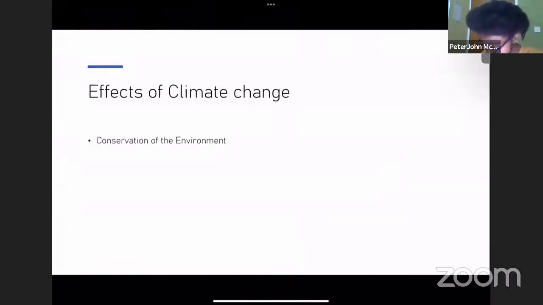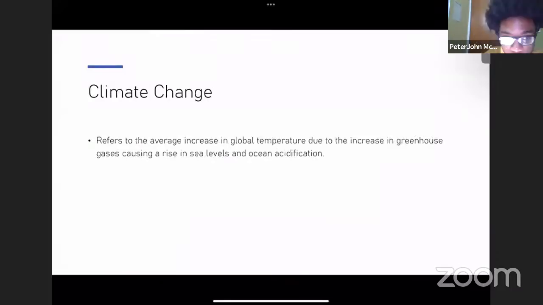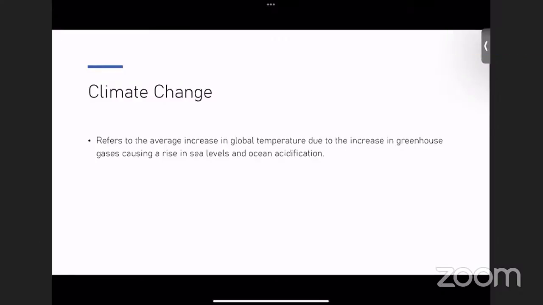All right, next thing. This is what we're supposed to cover for climate change. Can somebody read this, please? Joel, can you read this, please? Climate change refers to the average increase in the global temperature due to the increase in the greenhouse gases, causing a rise in sea levels and ocean acidification.